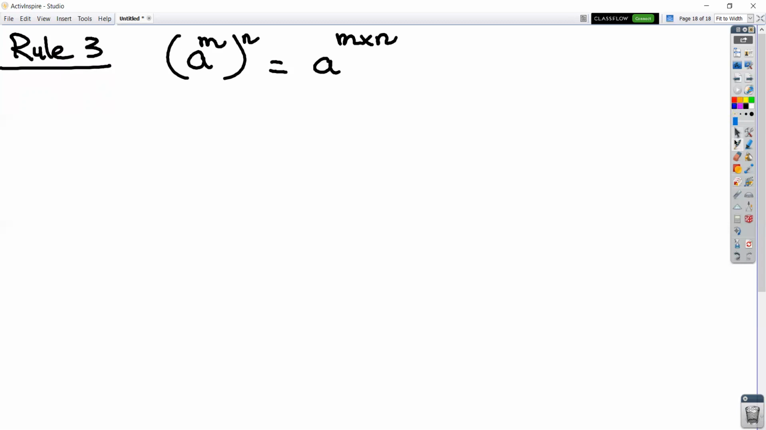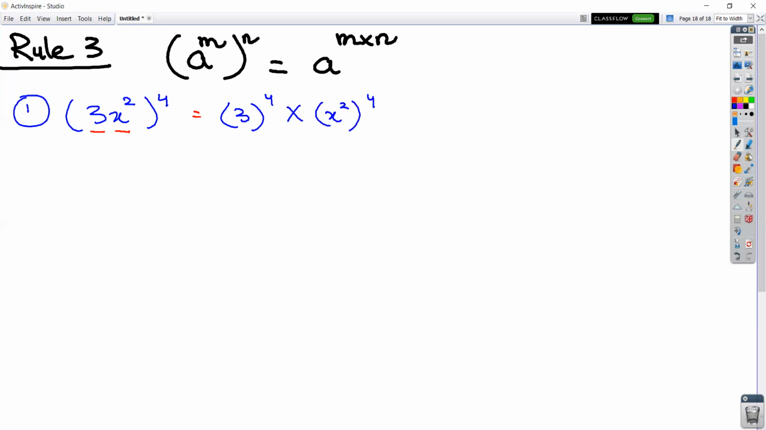I'm going to start with the first one now, which is 3x squared to the power of 4. Now, what do I see? There is a bracket. The whole bracket has a power 4, and inside the bracket we have two terms: 3 and x squared. It means this power 4 will go with both the terms inside the bracket. So it would be 3 with the power 4 times x squared with the power 4 as well.